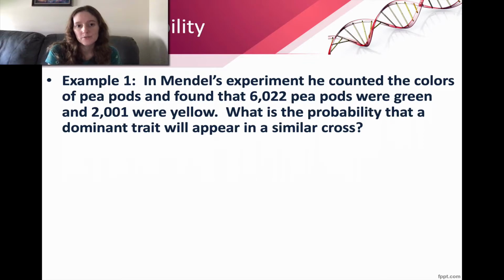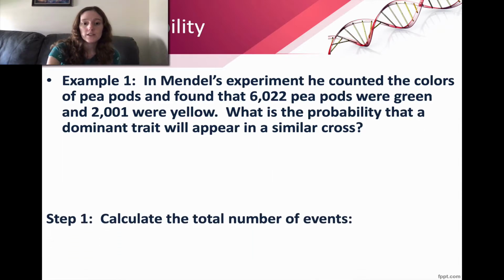So for example, we're working with big numbers here, just bear with me, it's pretty easy. In Mendel's experiment, he counted the colors of pea pods, and he found that 6,022 pea pods were green and 2,001 were yellow. What is the probability that a dominant trait will appear in a similar cross? So he had a lot of pea plants. Dominant trait, that's going to be the one that shows up most often. So green showed up a lot more than yellow did, so green is going to be the dominant trait here.